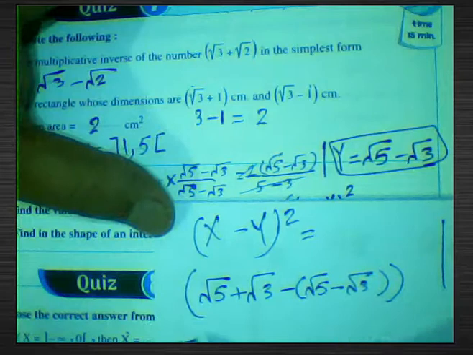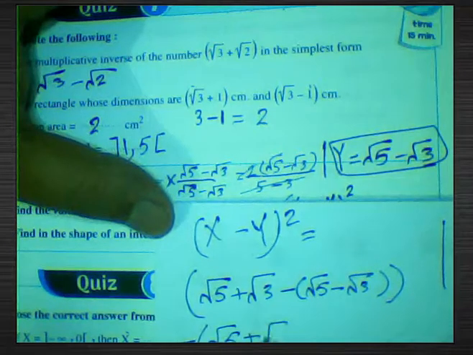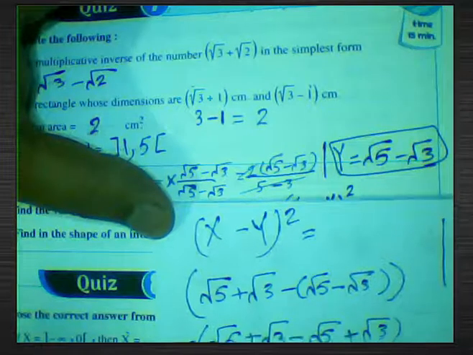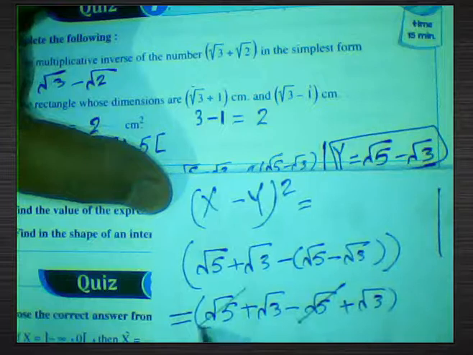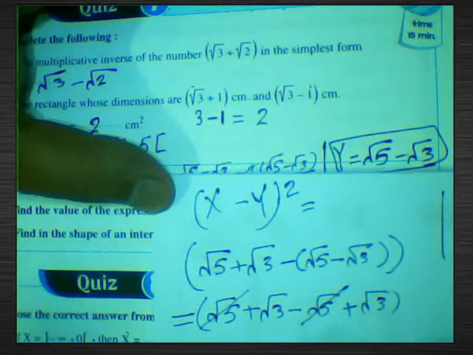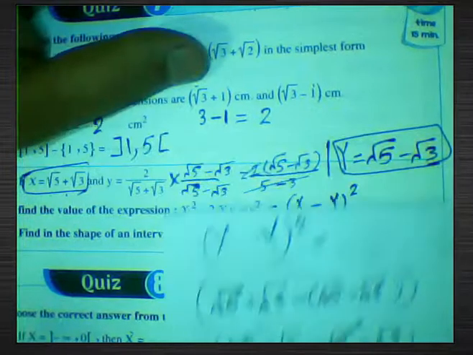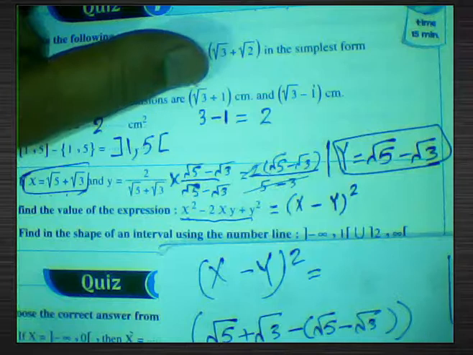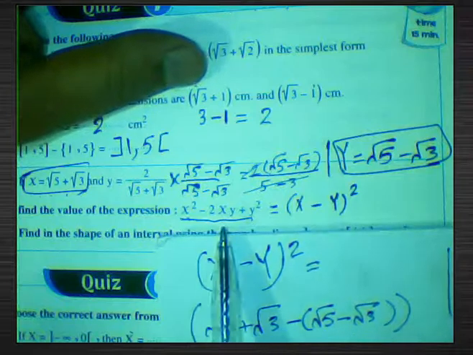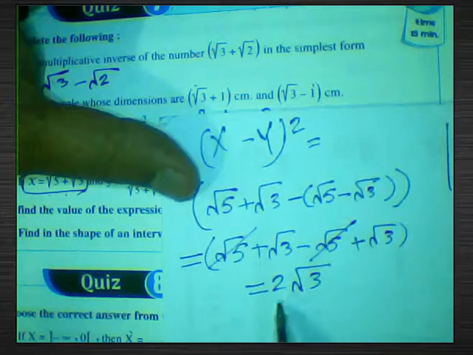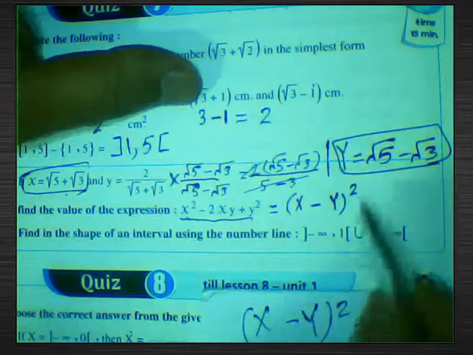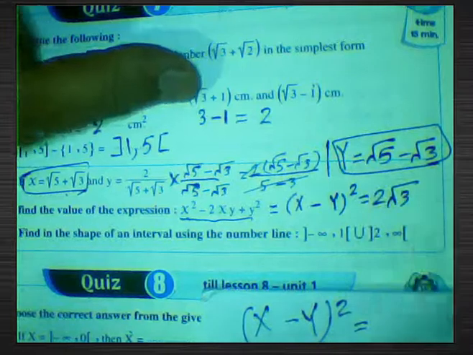We write square root of 5 plus square root of 3 subtract square root of 5 plus square root of 3. We cancel the square root of 5 with square root of 5. Square root of 3 plus square root of 3 equals 2 square root of 3. It's the result of x subtract y to power 2, or of the expression x power 2 minus 2xy plus y power 2. The result will be 2 square root of 3.